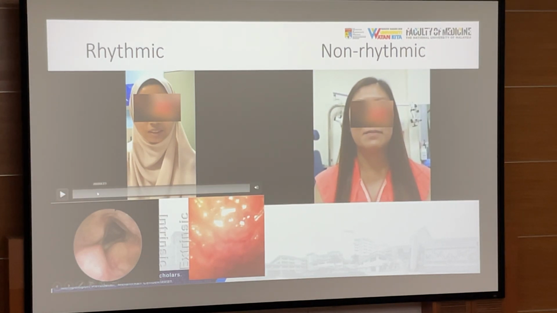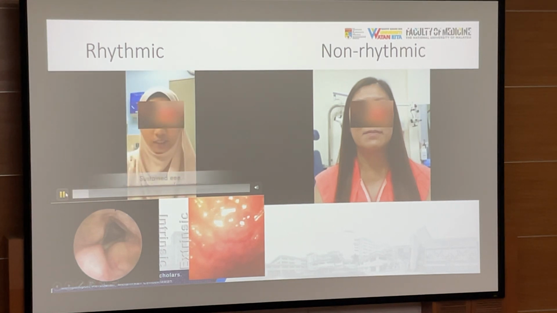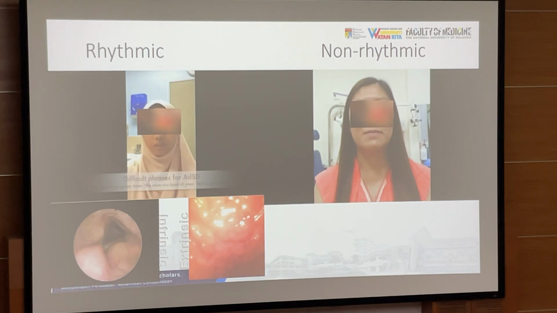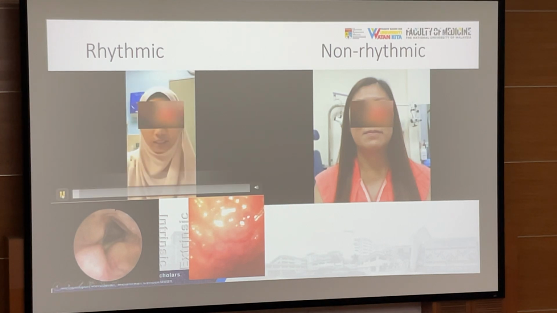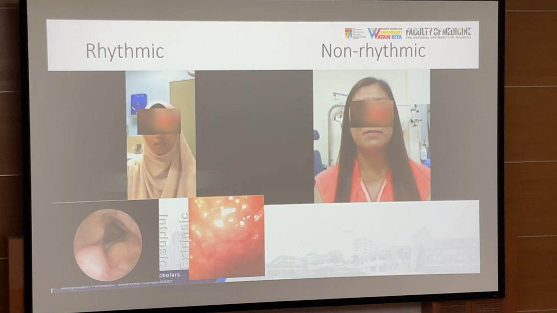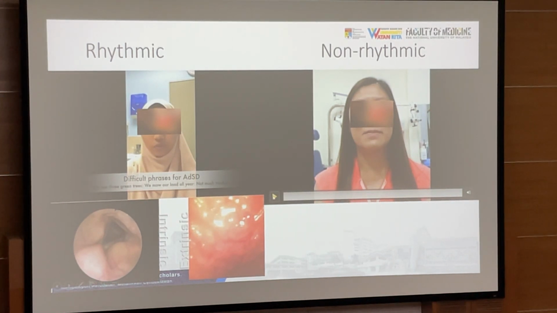Non-rhythmical. Okay, now let's go to rhythmical. Can you hear it? Yeah, again. So this is typical of essential tremor of the voice, whereas this is typical of adductor spasmodic dysphonia.